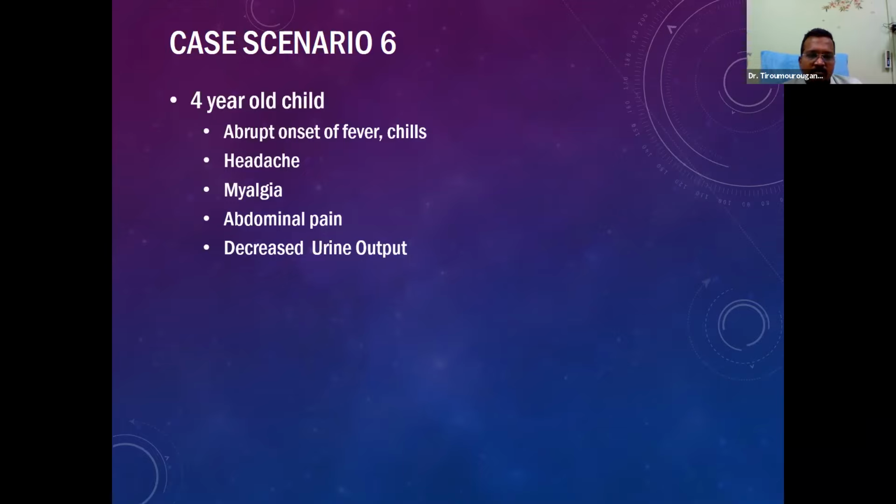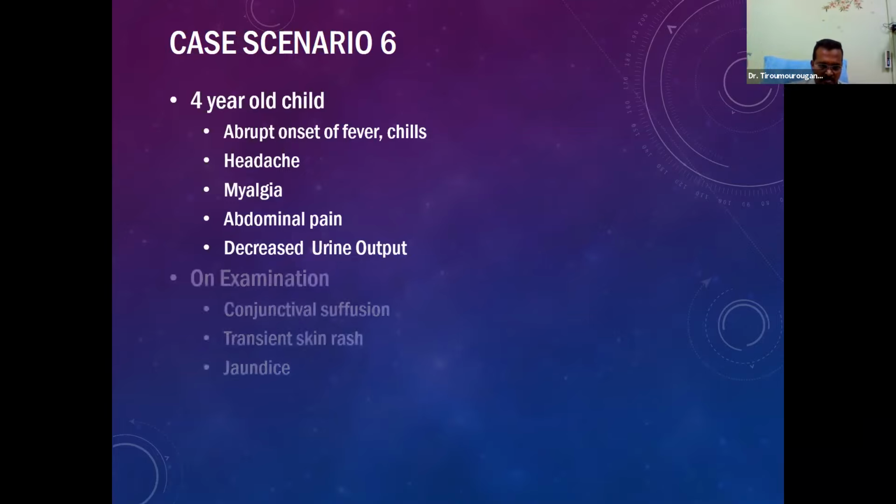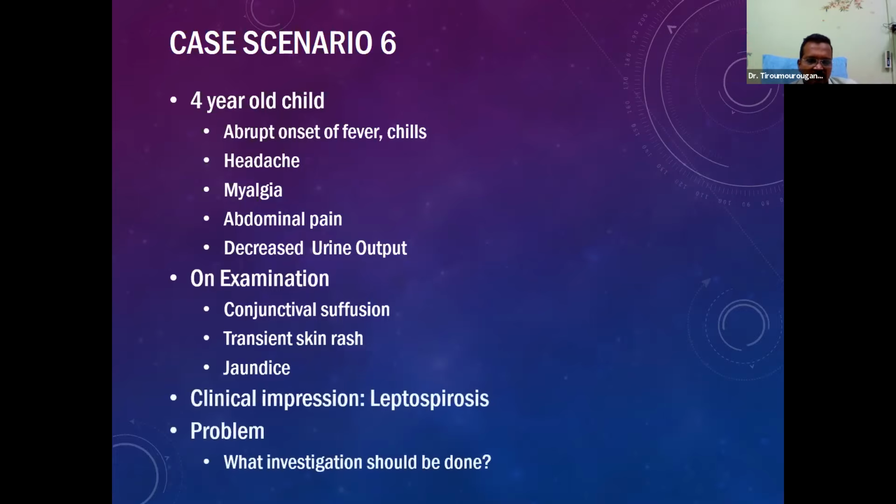Another 4-year-old comes in with sudden onset fever, chills, headache, myalgia, abdominal pain, decreased urine output. Here please note the urine output is reduced. You look at the child, there is conjunctival suffusion, a mild macular rash, and the child definitely looks jaundiced. Again, it looks like leptospirosis. So what shall we do?